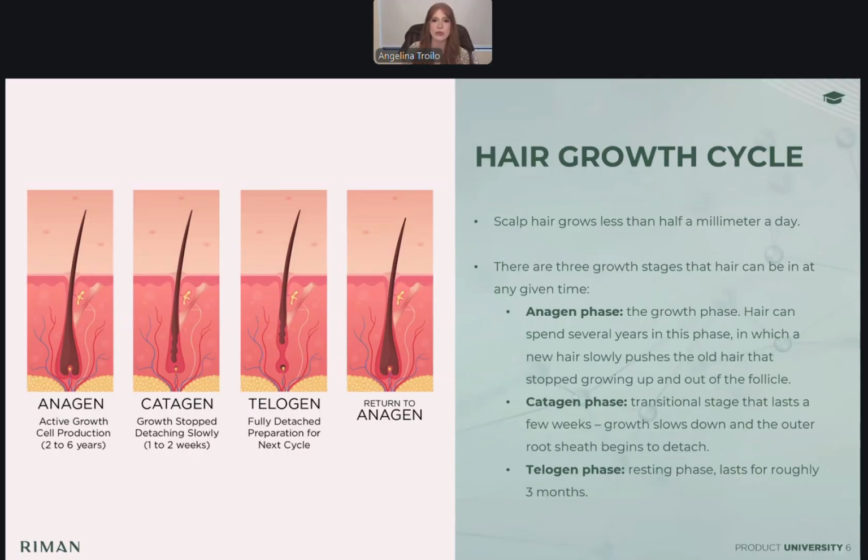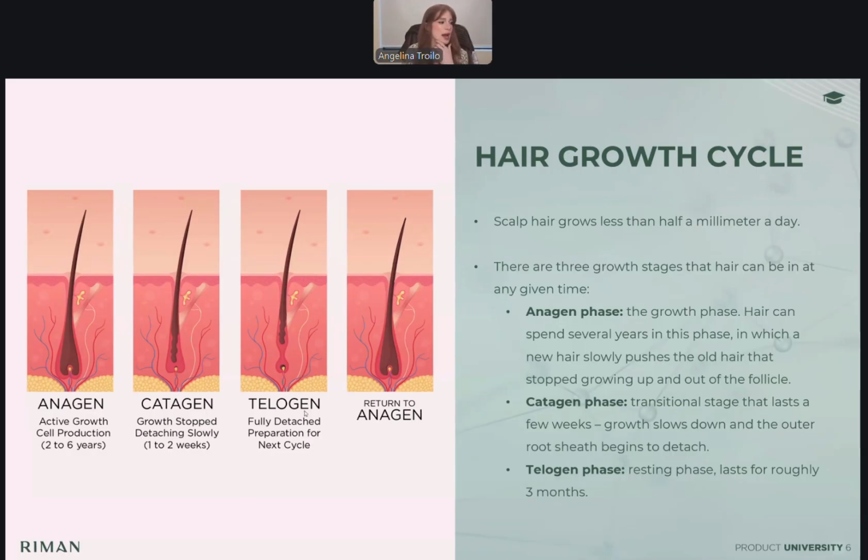So as that growth slows down and the outer root sheath shrinks, so that's essentially right here, this is the outer root sheath. It begins to shrink and move away from the bulb. It essentially detaches from the skin.